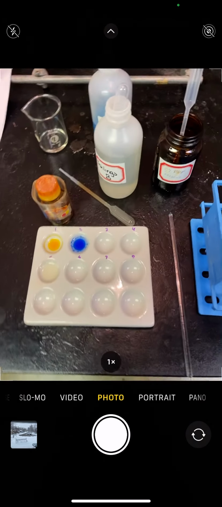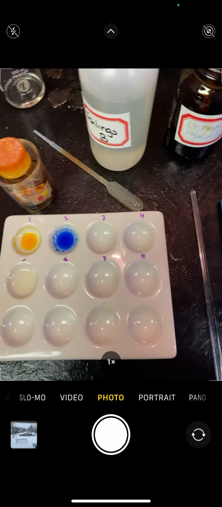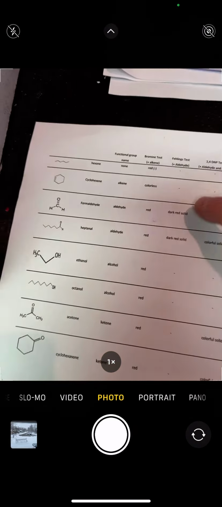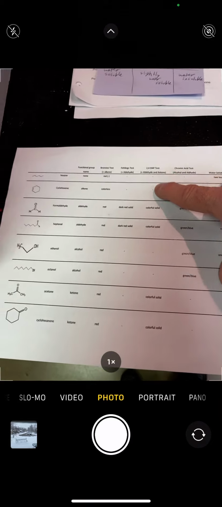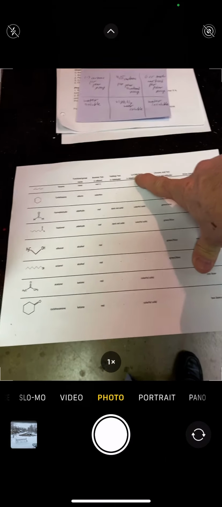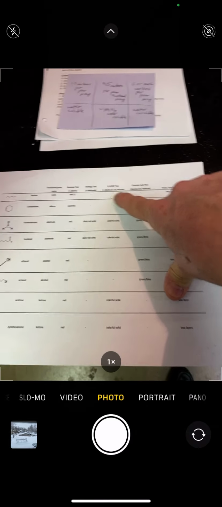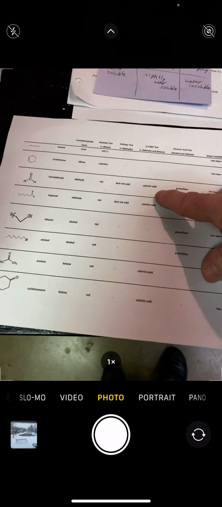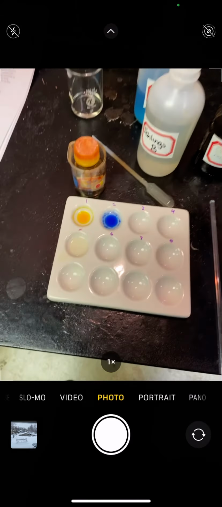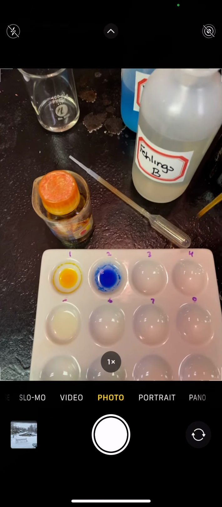Yeah, so I'm kind of adjusting the procedure a little bit. And this third one, I don't see dark red. I'm not seeing it. In this third well, I'm going to do the 2,4-DNP test. Dinitrophenylhydrazine is what DNP stands for. It's positive for aldehydes and ketones. You get a colorful solid. So I'm going to add a little bit of the DNP.